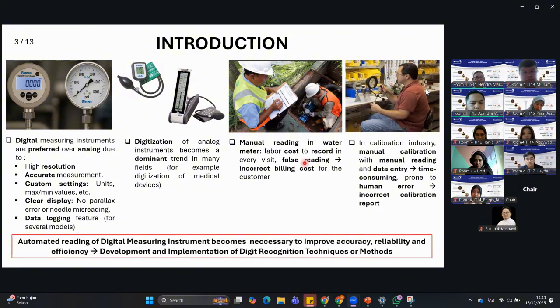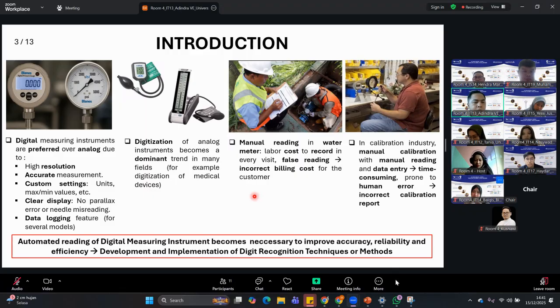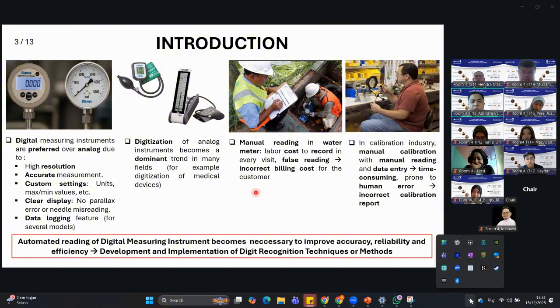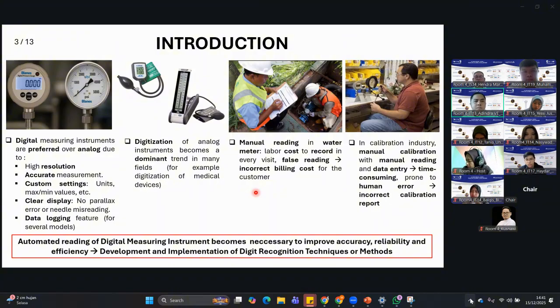So automated reading of digital measuring instruments becomes necessary to improve accuracy, reliability, and efficiency. So we need to develop and implement digit recognition techniques or methods for this kind of application.